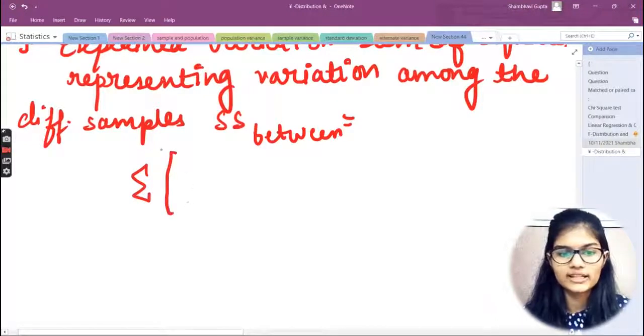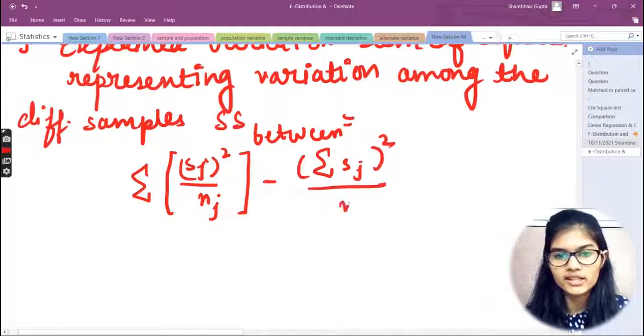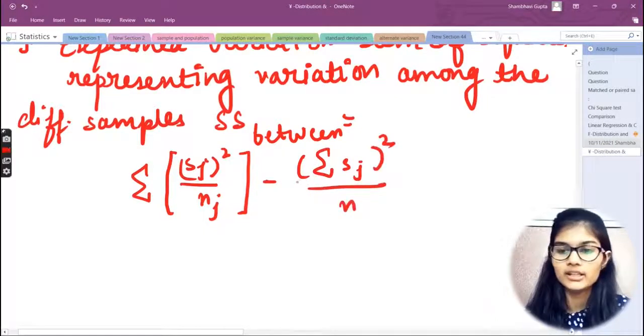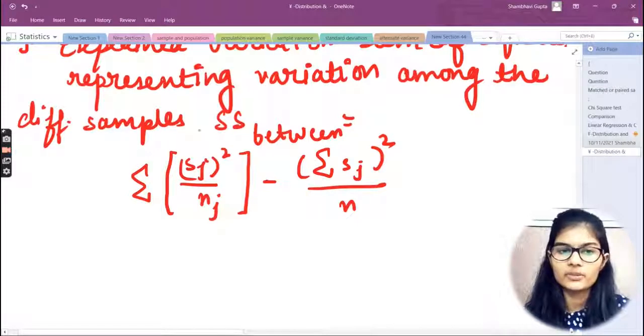So it's sigma, bracket goes on like this. I would just write out Sj whole square divided by n of j, bracket closed, subtracted by sigma S of j, bracket whole square, divided by n. Okay, hope you are very much clear with this particular thing as well, whatever I had just written out at this place. Now fine, so explained variation is already done.